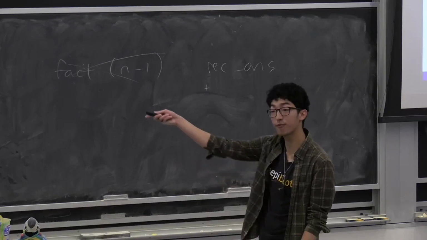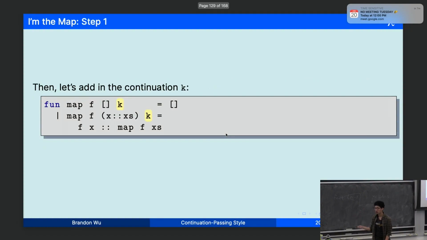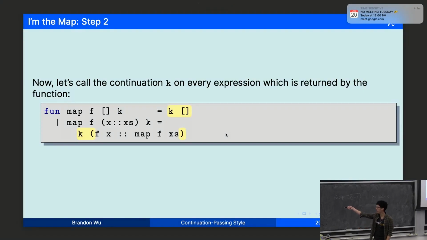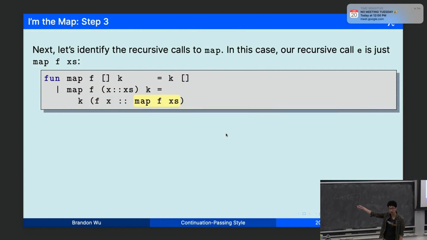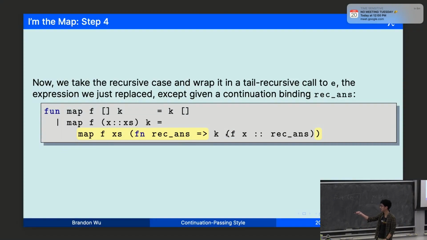So we have map. First step, I add the continuation. Next step, I apply the continuation anywhere I would have previously returned a value. So that means I call k on nil, and I call k on the body in the recursive case. Next, I take any recursive call and replace it by a free variable, a new variable called rec ands. Then I wrap the whole thing in a lambda that does the recursive call. So I do the map f xs given a lambda that does everything we just constructed.